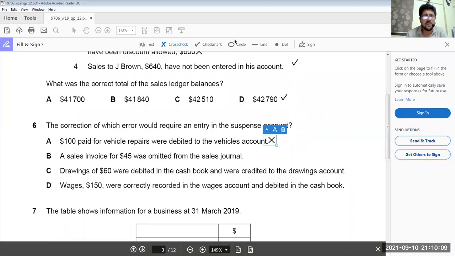Okay, class. Now, sales invoice 450 omitted, error of omission. Drawings were debited in cash book and were credited to drawings, error of complete reversal. So, what is left? Yes, D option. Okay. When you know all three options, A, B, C are wrong, so D option is left. Okay.